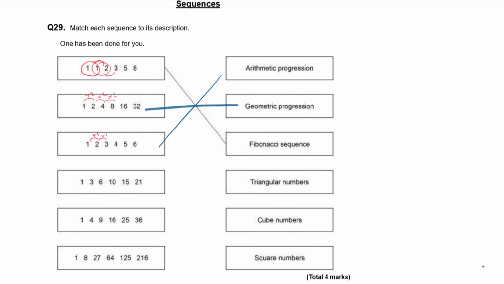1, 3, 6, 10, 15, 21. I recognize that sequence. It's the triangle numbers. Yeah, so you just kind of have to recognize the patterns of those ones. 1, 4, 9, 16, 25, 36, that's the squares, and 1, 8, 27, 64, that's the cubes. Okay.